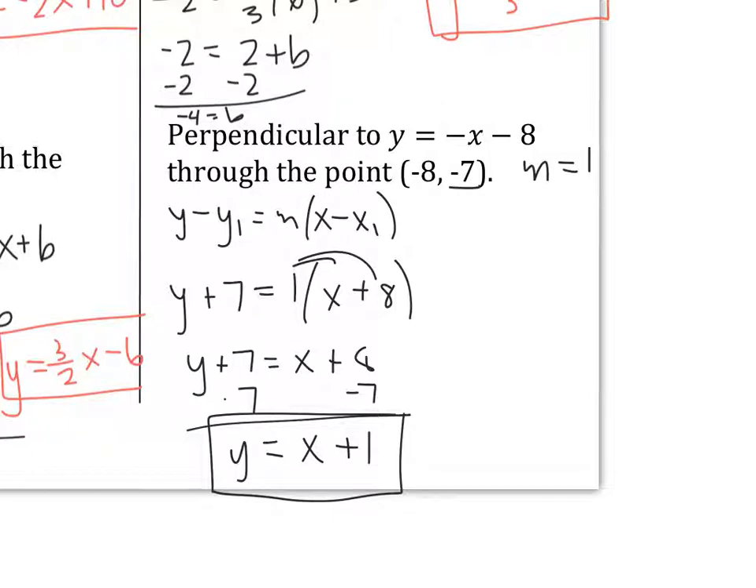And if you would have gone through the steps of plugging in the point and the slope into slope-intercept form and solving for b, you would have gotten the same answer, y equals x plus 1.